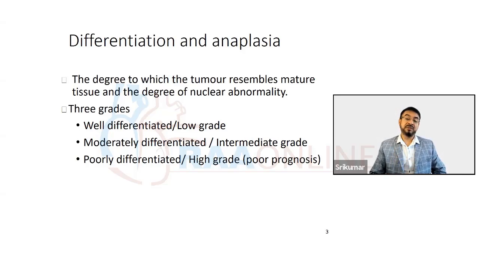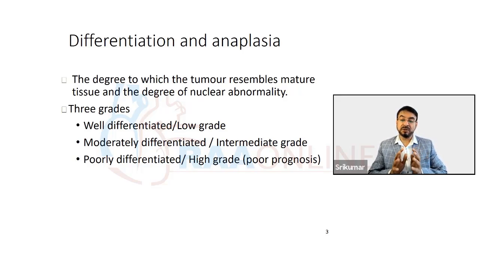Now, starting with differentiation and anaplasia. Normally, all tissues are composed of mature cells. So that is why as we grow, the body grows composed of organs and tissues which have mature cells. But when a tumor develops, if it is a benign tumor or in the early stages of a malignant tumor, the cells resemble the normal mature tissue and there is no nuclear abnormality. We call these well-differentiated tumors or low-grade tumors.